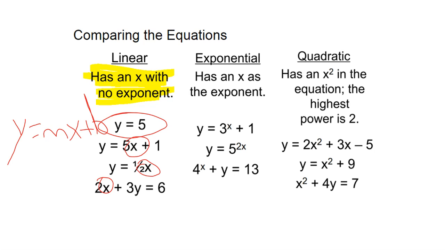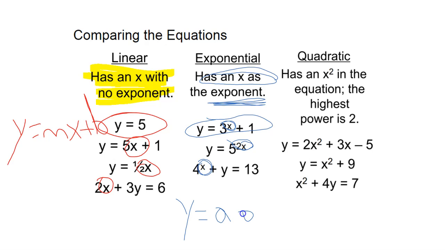Our exponentials, the x is in the exponent. So we can see y equals 3 to the x plus 1, that x is an exponent. Y equals 5 to the 2x, that x is an exponent, and the x here in the 4 is in the exponent. So anytime we're looking at this, and remember that our basic equation was a times b to the x power, where the x is in the exponent, hence the exponential part of it.